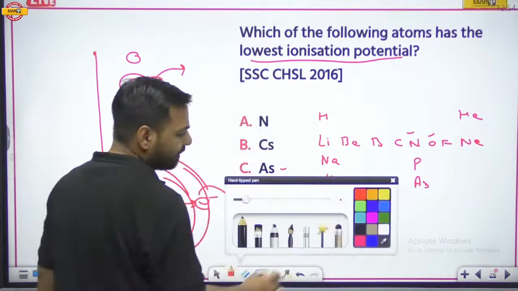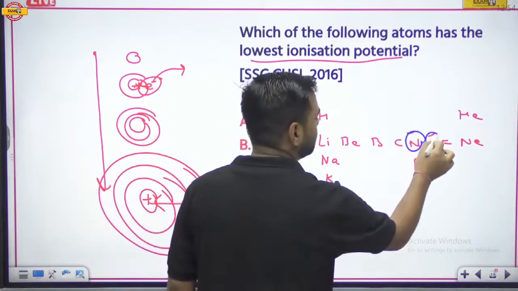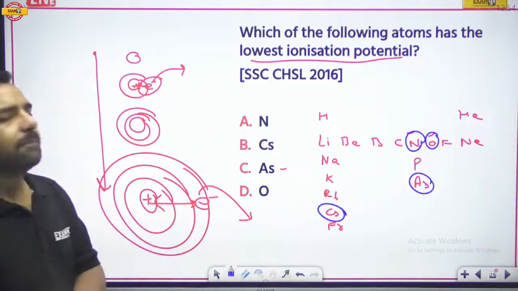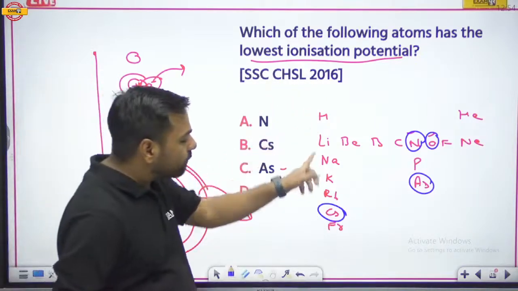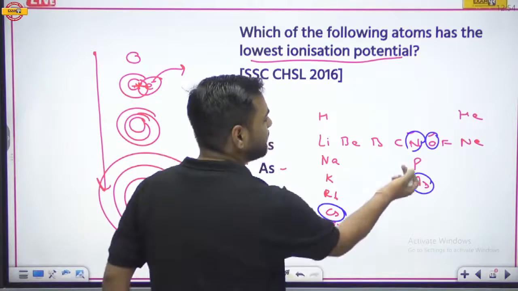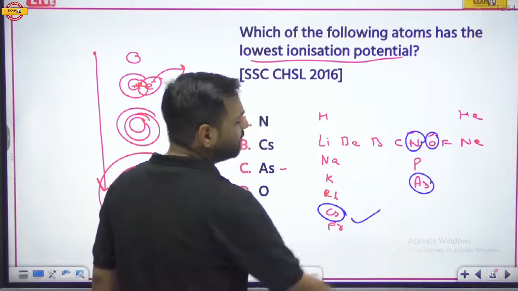Now let's try to compare this part. We have understood when we are talking about nitrogen, oxygen, arsenic and this cesium, just try to compare them. If I go from top to bottom, here the number of shells are going to be maximum in comparison to nitrogen, oxygen and arsenic, right? So easily electron can be taken out from this part.